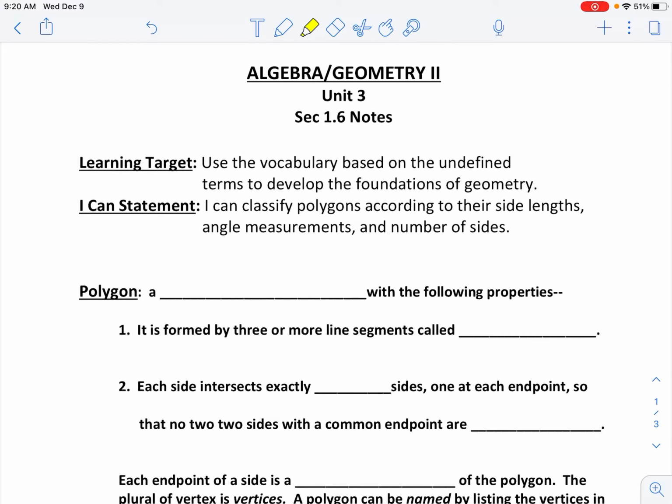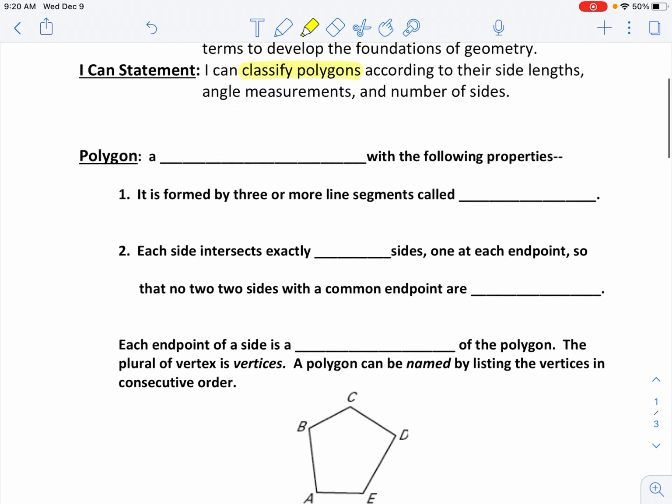Hello everyone, it's Mr. Keeney, and we are today starting our Unit 3 in Algebra Geometry 2. We're going to be talking about polygons. Today is all about classifying polygons, and we're going to talk about their parts too, and what makes them maybe special polygons, what kind of polygons we have. But first, we're going to talk about just a polygon and what a polygon is.